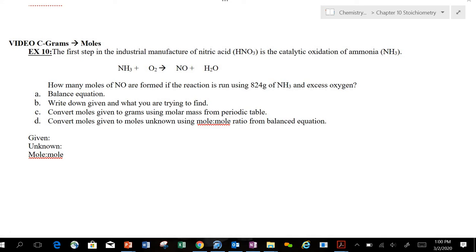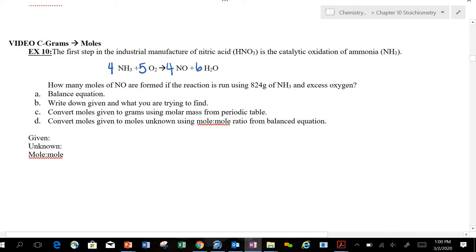All right, so now this video is going to go through a grams to moles problem. It tells us that our manufacturing of nitric acid is going to be through the oxidation of ammonia. So this is our reaction up here, and we need to balance it. So we would just put the coefficients. So we have 4, 5, 4, 6 as the coefficients.